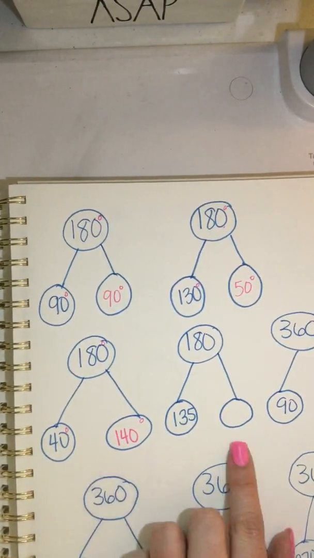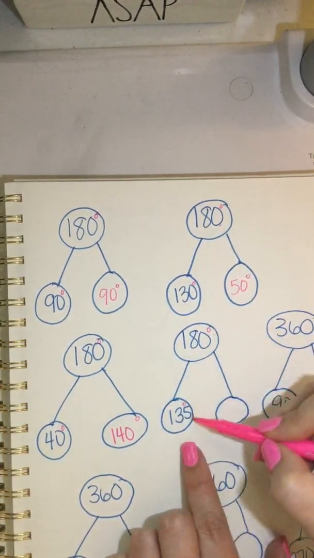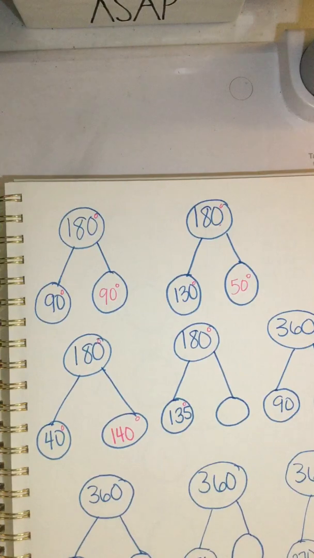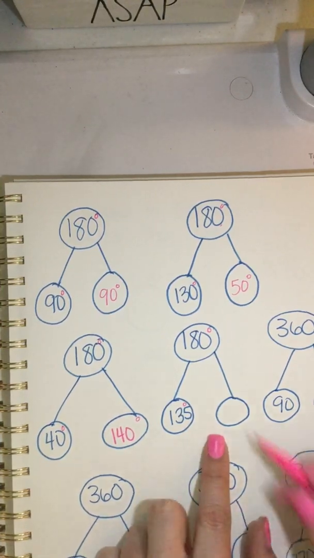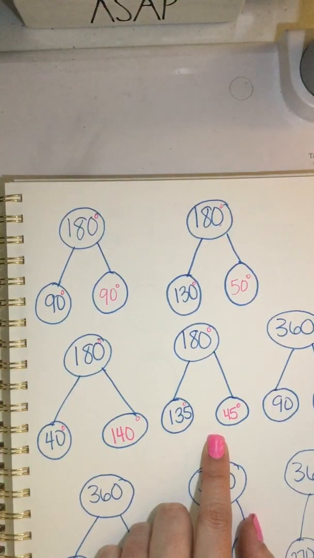Okay, my next one is I have 180 degrees total, and I have 135 down here. How much else would I need? How many more would I need to get to 180? Okay. Should be 45 degrees.